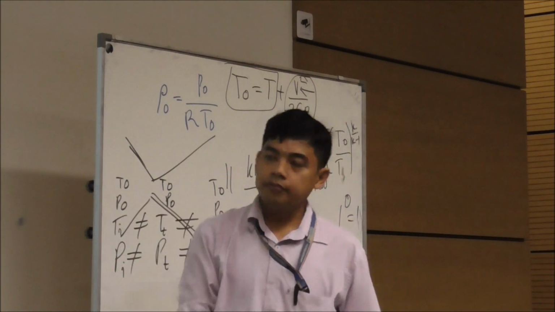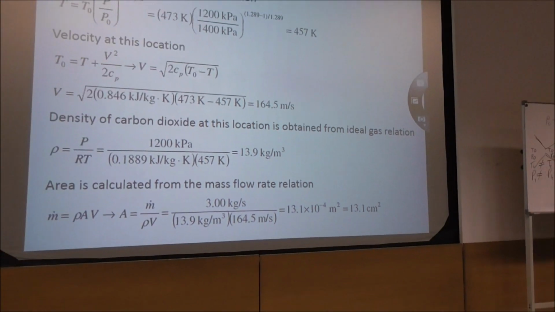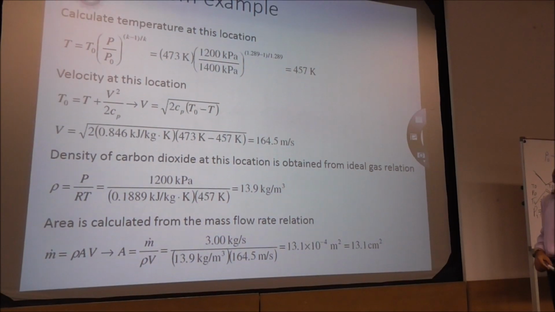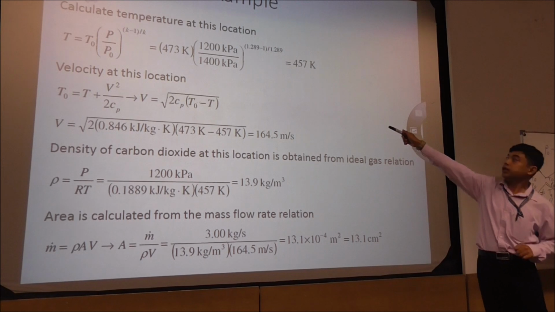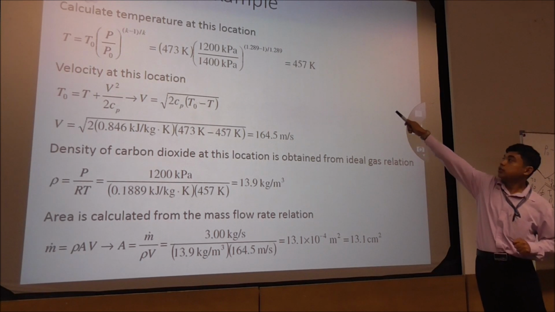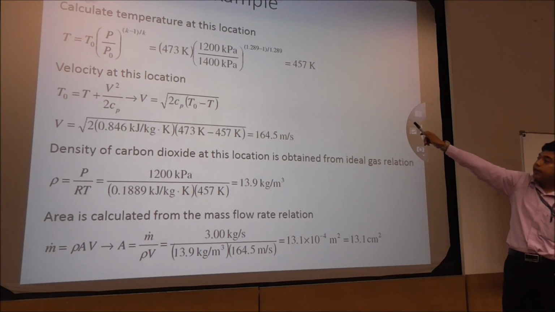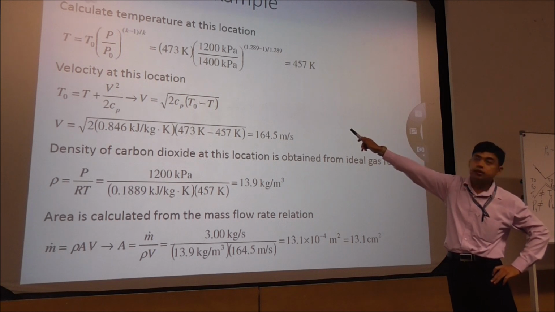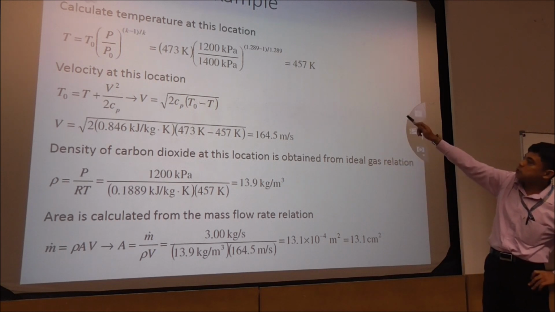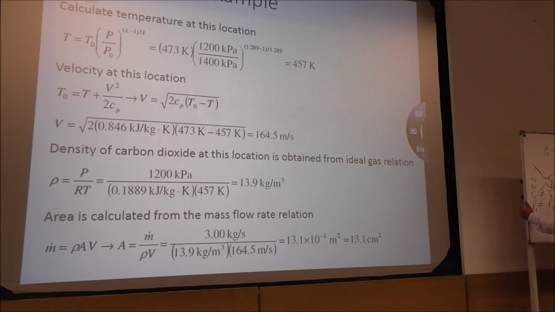Because it is stagnation properties, we now look into the first location where the pressure becomes 1200. Your P naught is equal to 1400. That is your P naught. The top one is your P at that particular point. And then you get your T naught is your T inlet. So you get the T at that particular point is 457.